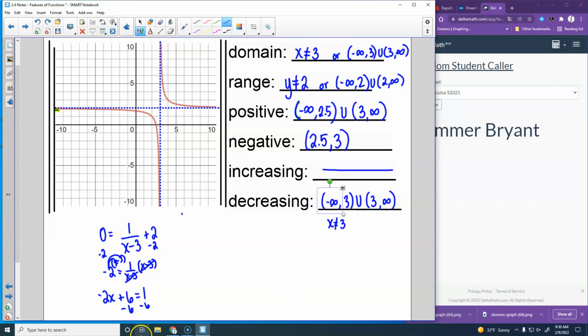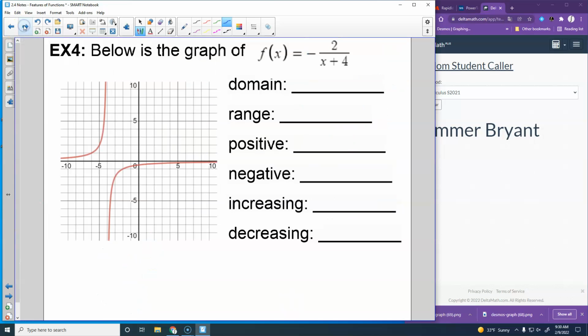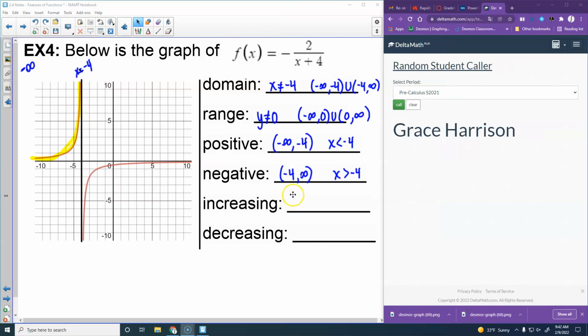Okay, so I want you guys to try, go ahead and try 4, 5, and 6 right now. I'm going to give you a little while to try 4, 5, and 6. Okay?